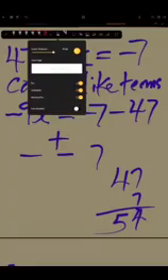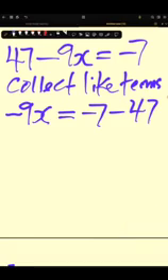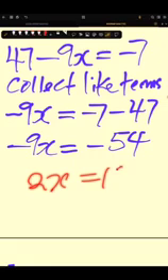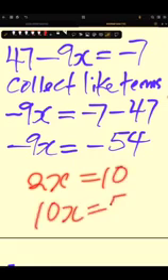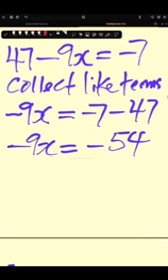In that case, we will then say minus 9x is equal to minus 54. I have already explained that when we have 2x equals 10, or 10x equals 50, all we need to do is divide both sides by the coefficient. What is the coefficient here now? Minus 9.